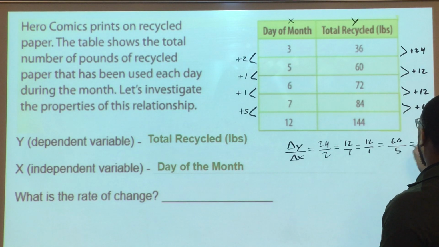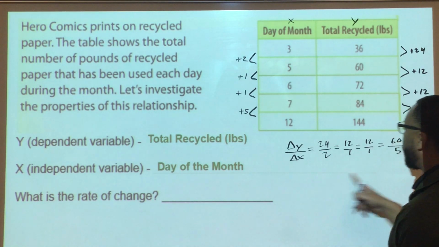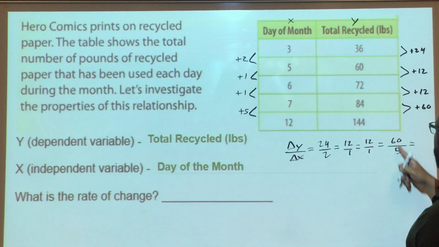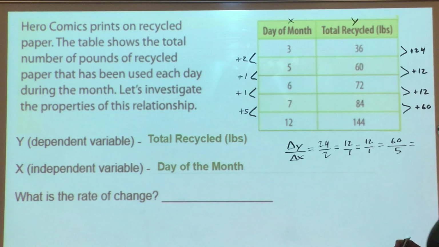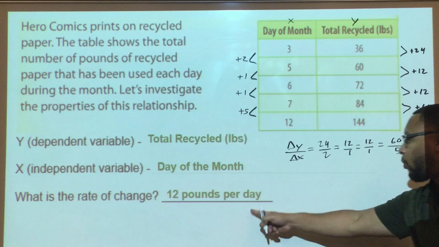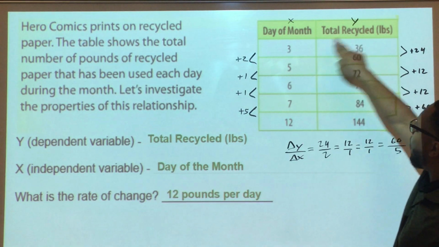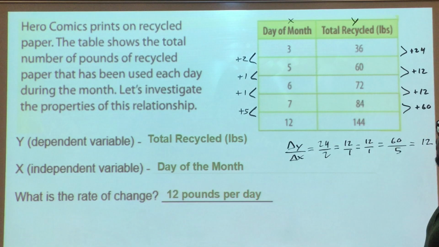Now, all of these ratios are equivalent. 12 divided by 2, 12 divided by 1, 12 divided by 1, 60 divided by 5. They all equal the same thing. They all equal 12. So that means that the rate of change here, we're dealing with 12 pounds per day of recycled material. Remember, it is always the change in Y over the change in X.